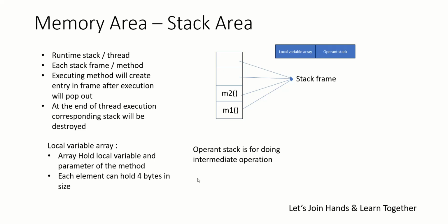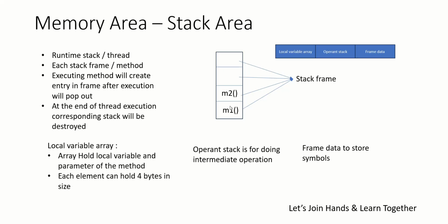The next part of the stack frame is the operand stack. The operand stack is mainly used as a place to store intermediate results. For example, I have a very big expression in my method. If I want to execute it, like c is equal to a plus b plus c plus d, when adding a plus b, the result should be stored somewhere. Then only can you add that result with c, right? These intermediate steps, that information needs to be stored somewhere, no? That is what is stored in the operand stack.